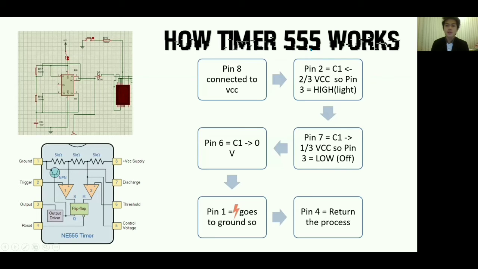How the 555 timer works. First, pin 8 is connected to VCC, and then pin 2 equals C1, 2/3 VCC, so pin 3 equals high. And then after that, pin 7 equals C1, 1/3 VCC, so pin 3 equals low or off, and then pin 6 equals 1. After that, pin 1 goes to ground. So pin 4 returns the process back to the start.